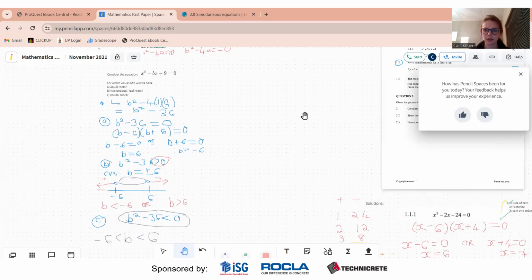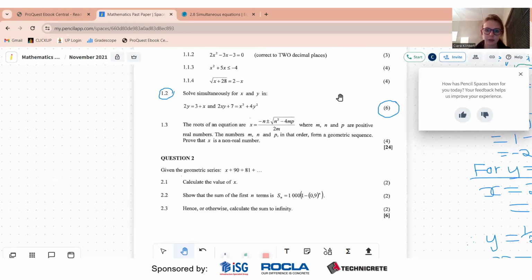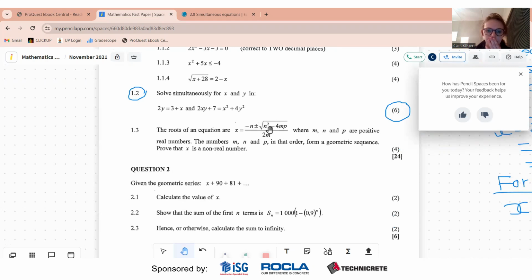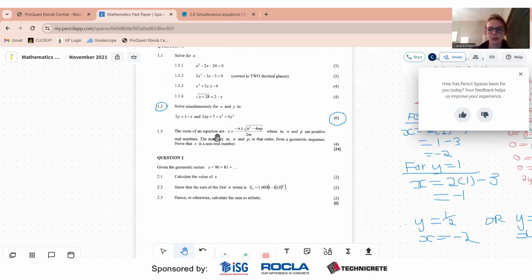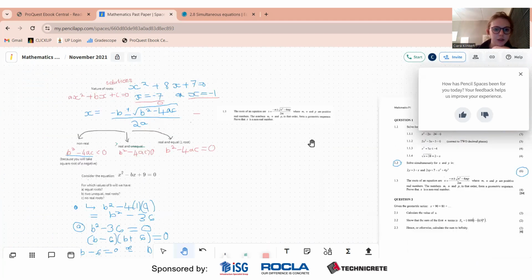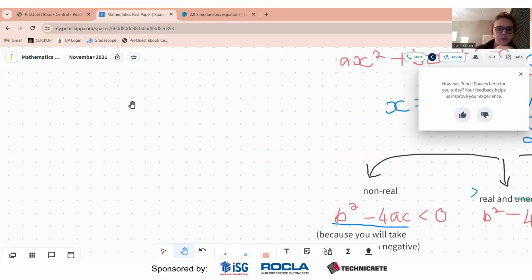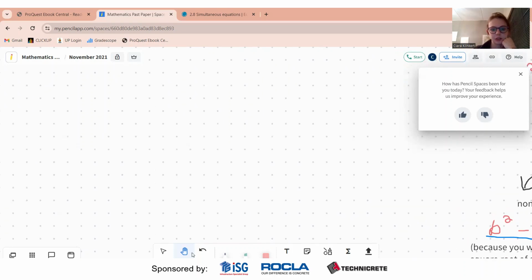Sorry, I'm just having slight technical difficulty. So here we have x is equal to -n plus or minus the square root of n squared minus 4mp over 2m. All right, so I'm going to create a similar but slightly more simple scenario.